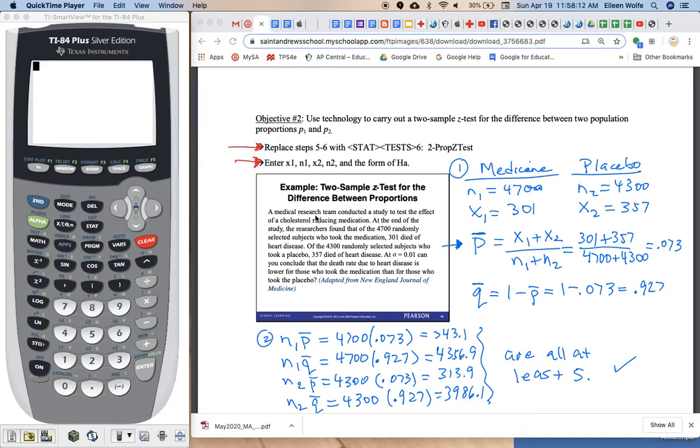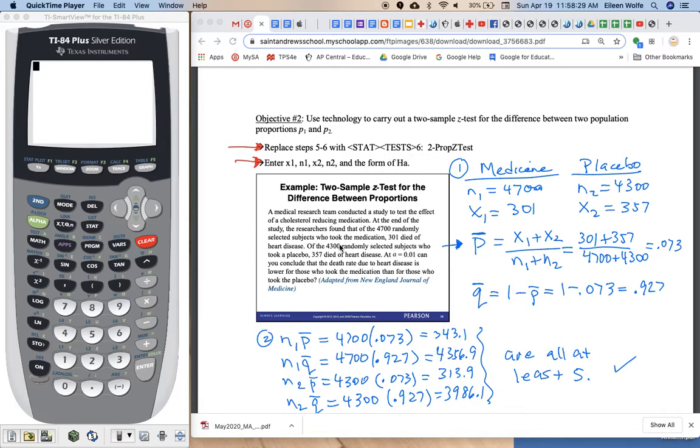So if we're going to use technology to do that 2-sample z-test, we're still going to write out all the steps. We're just going to shortcut some of the math involved and replace steps 5 and 6 using the STAT TESTS menu, option 6, to do that 2-prop z-test.